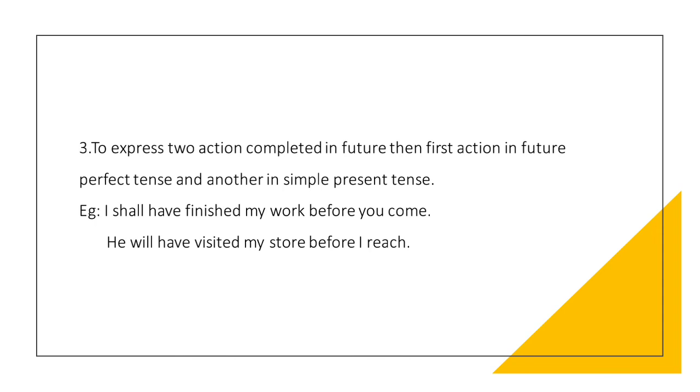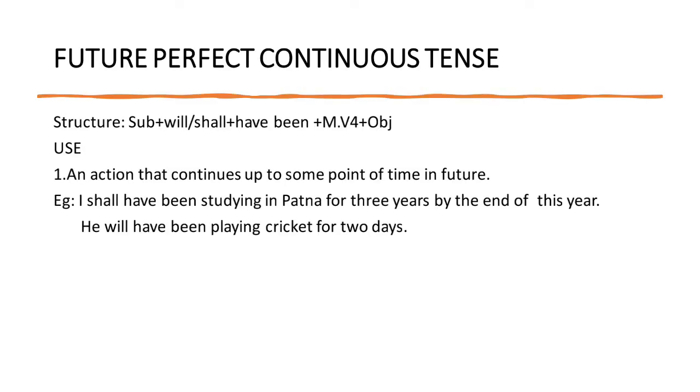Okay. Next is future perfect continuous tense. The structure of future perfect continuous tense is subject plus will/shall plus have been plus V4 plus object. So how do we use future perfect continuous tense? Let's say an action that continues up to some point of time in future.